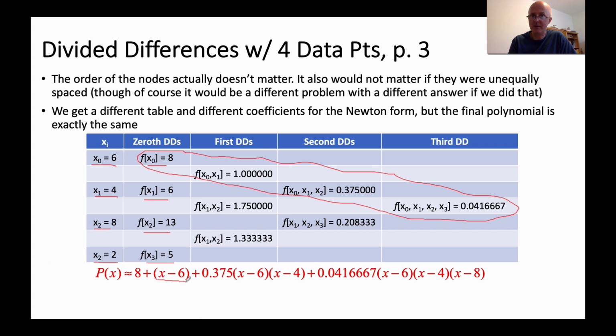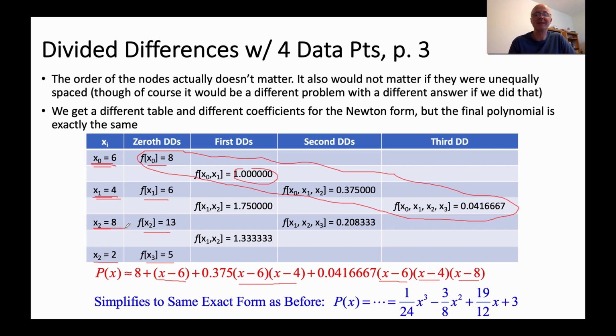Notice it's not an x minus 2 there, it's an x minus 6. Its coefficient is 1 because that comes from this one right there. The 8 goes right there. 0.375 is times x minus 6 times x minus 4. Notice 6 is the 0th node and 4 is the first node. And then the 1/24th, which is the x cubed term, as it has to be the same as before, gets multiplied by x minus 6 times x minus 4 times x minus 8. x minus x0 times x minus x1 times x minus x2. If you simplify it though, it simplifies to the same thing as before. This is the exact same cubic as before.